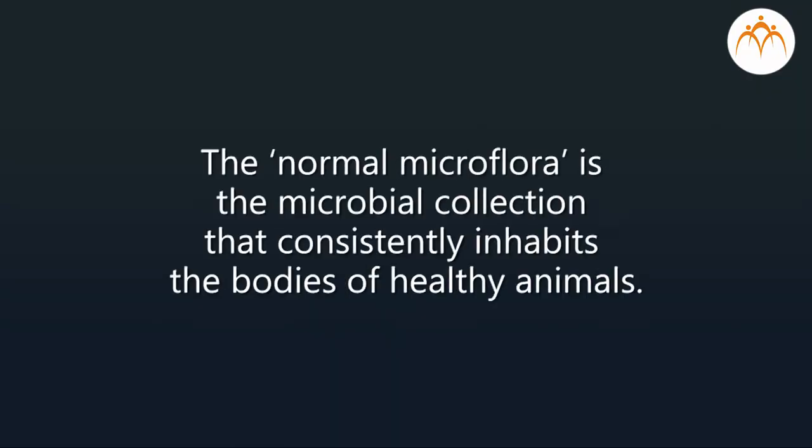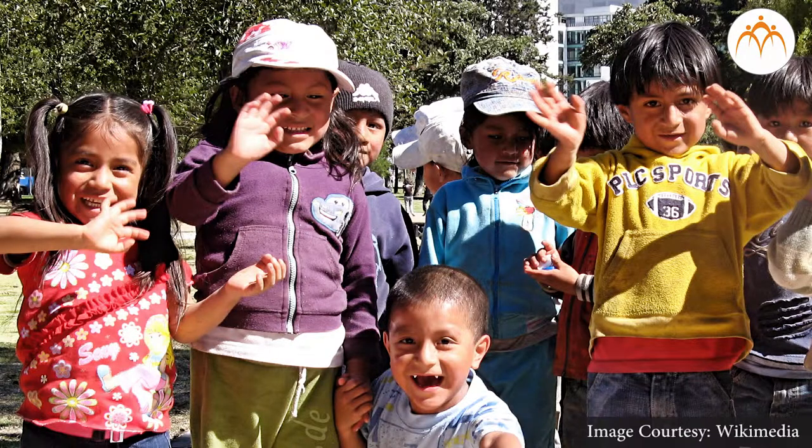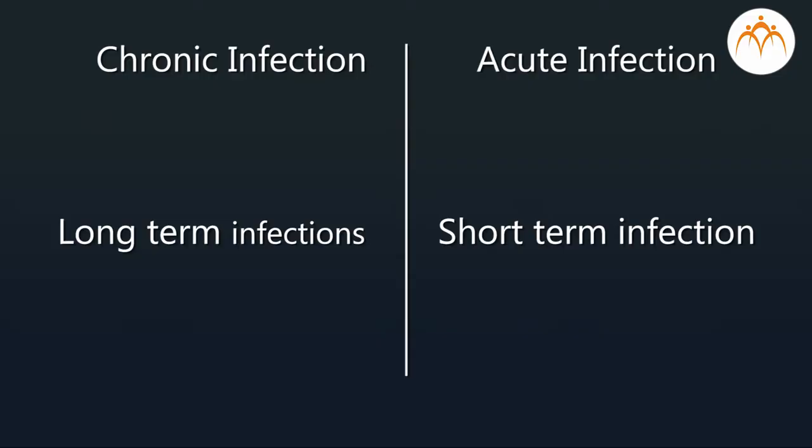Normal microflora is a community of microorganisms which resides in every healthy host. Some of them turn opportunistic pathogens, and many of them are disease-causing microorganisms. Some of them cause long-term infections called chronic infections, and some of them cause acute infections.